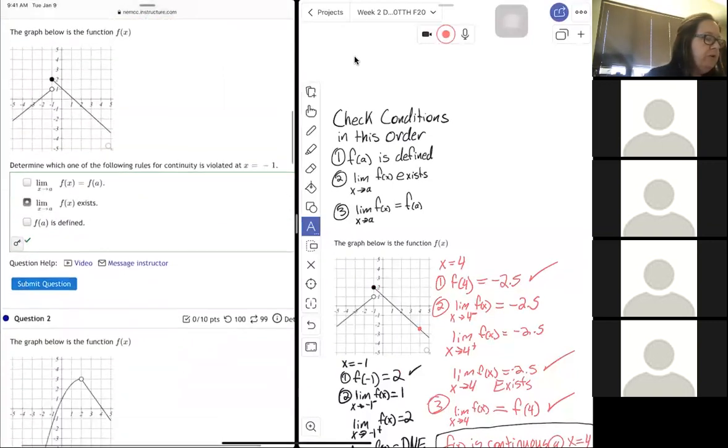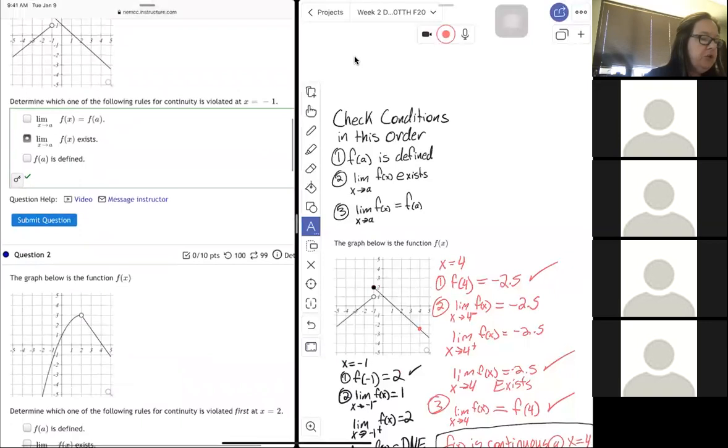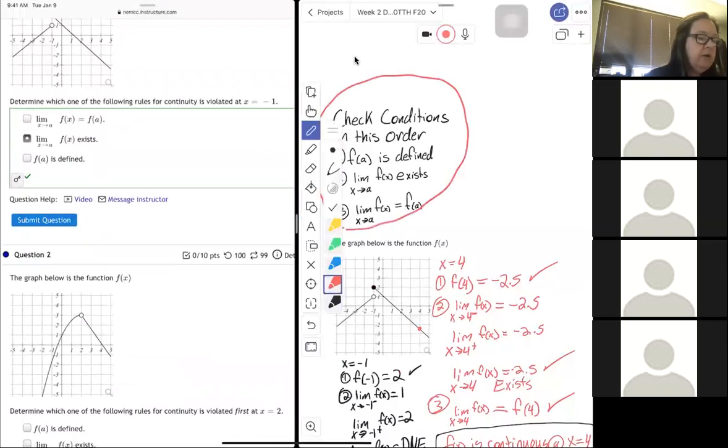So again, be real careful about that. You want to be sure that you use the order written right here. Don't use the order they're listed in the problem, okay? Don't use that order because it will mess you up if you do. Use the order that they're listed right here, okay? And check them in that order.